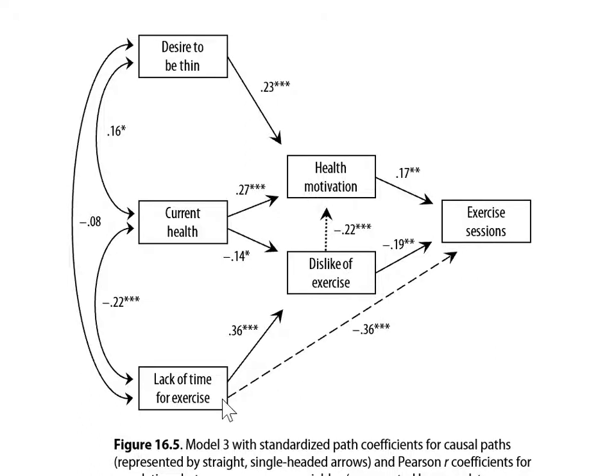As scores on lack of time for exercise go up, number of exercise sessions people actually engage in goes down. That's what Dr. O'Day would have predicted. As dislike of exercise goes up, exercise sessions go down, but notice it's a smaller path coefficient. Health motivation, we have a positive path. As health motivation goes up, exercise sessions go up. That's what we would expect, not a terribly strong path coefficient. So what we're looking at in this figure are path coefficients on the arrows that represent direct effects.